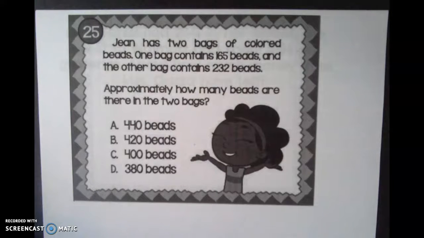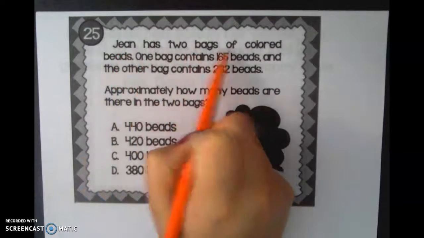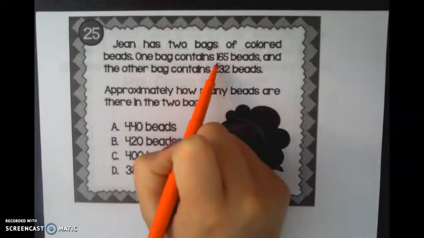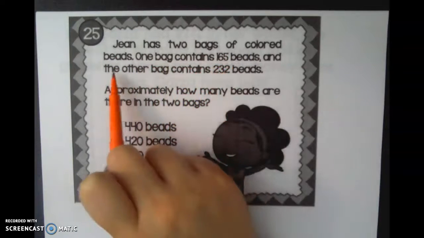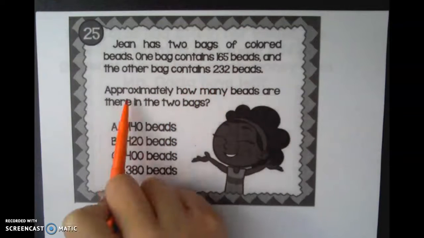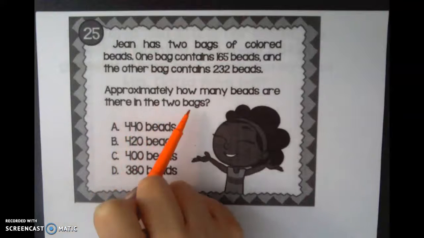All right, here's the first problem that we're going to look at to practice, and then you're going to do a problem similar to this in the next slide, okay? So, Jean has 2 bags of colored beads. One bag contains 165 beads, and the other bag contains 232 beads. Approximately, how many beads are there in the 2 bags?